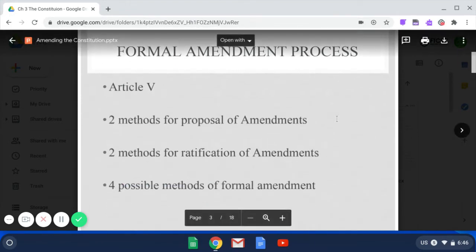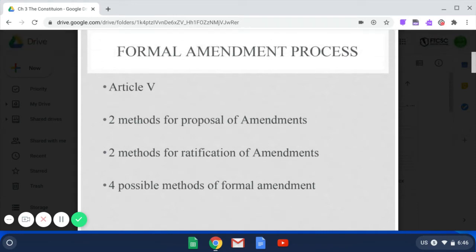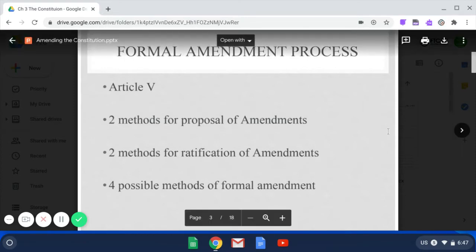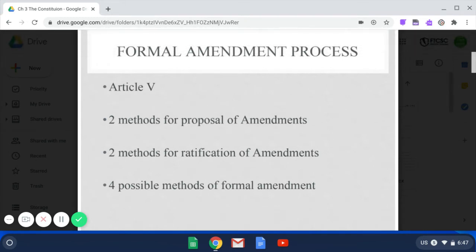In Article 5 of the Constitution, there is a formal amendment process. You have two different methods of how you can propose to amend and two different methods for ratification of the amendments. And then there's four possible methods of formal amendments. So 4 different ways to make them, 2 different ways to propose them, and 2 different ways to ratify.